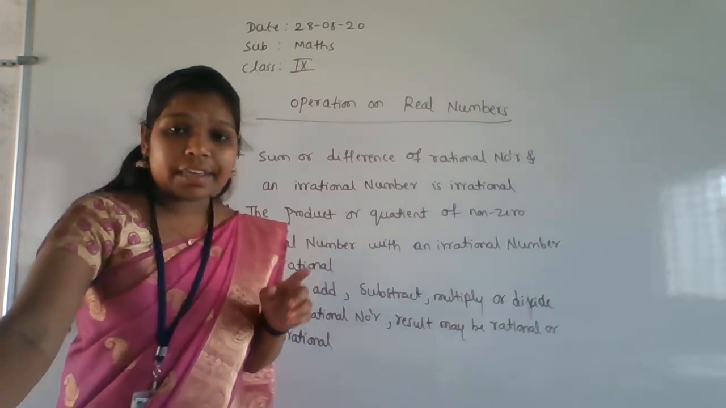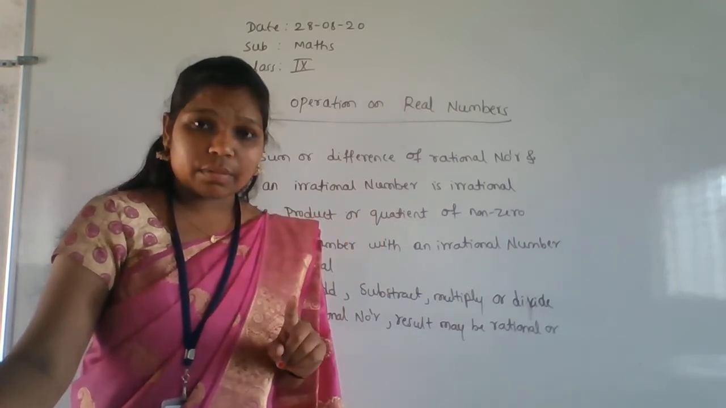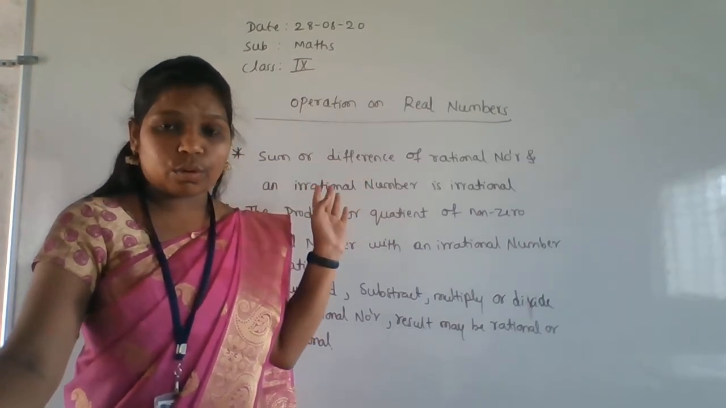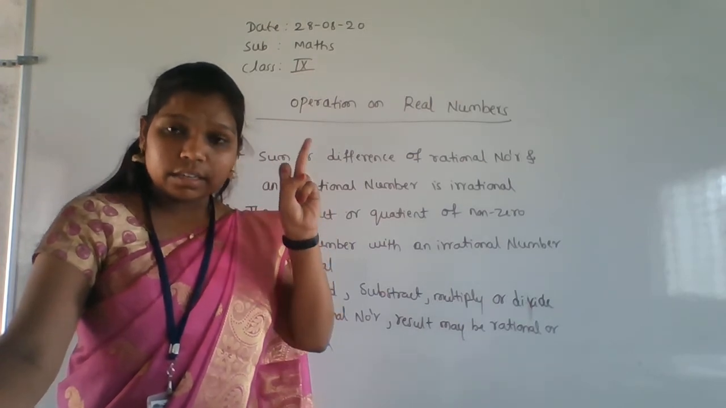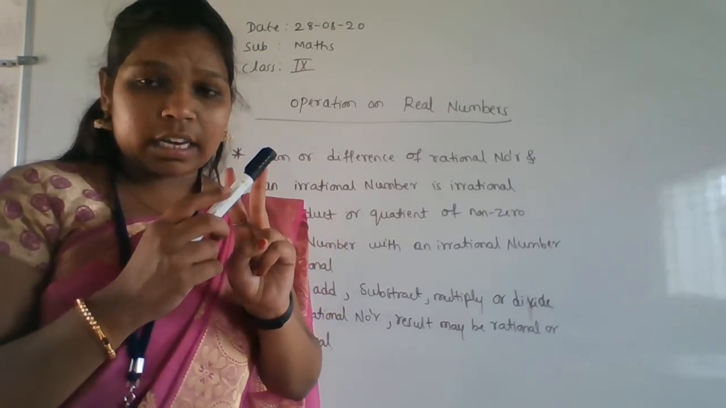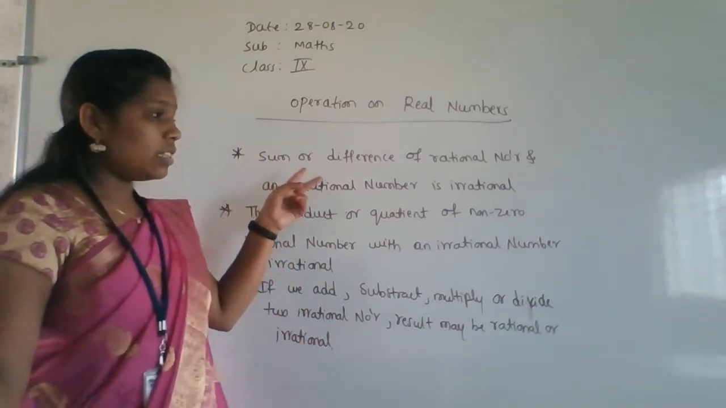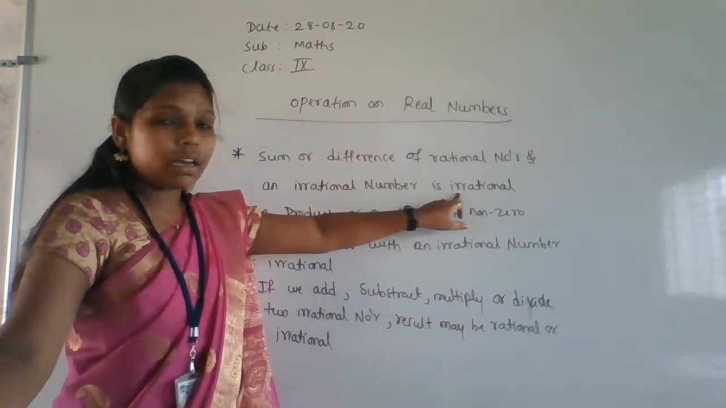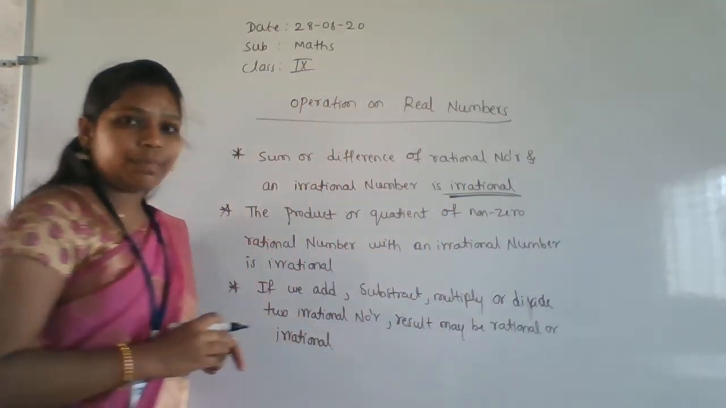Okay, if you are adding two numbers, where one is a rational number and another is an irrational number, you may add those two or subtract those two. Whatever the sum or difference of one irrational number and another rational number, the answer must be an irrational number.